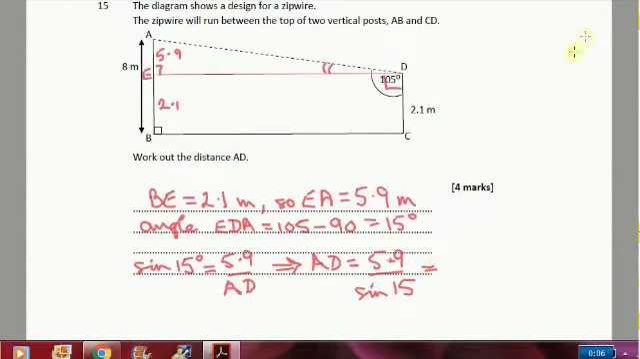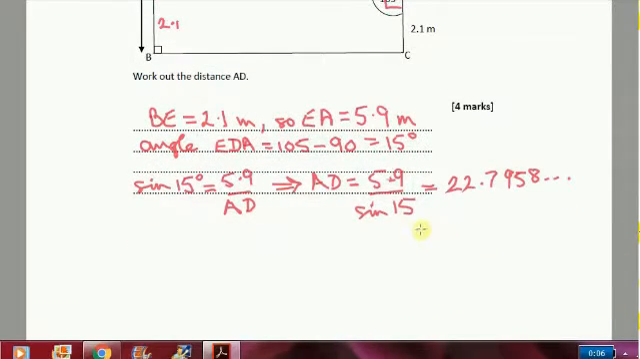Which on my calculator comes to 22.795 and so on. I think once again 3 significant figures is enough, which in this case would be 22.8, since the 9 pushes the 7 up to 8. 3 significant figures, underline, end of test or assignment.